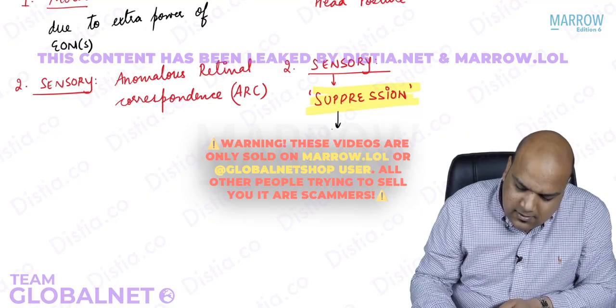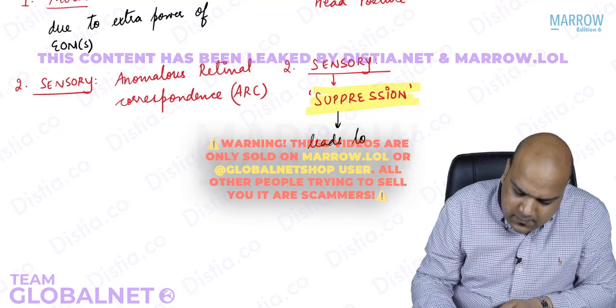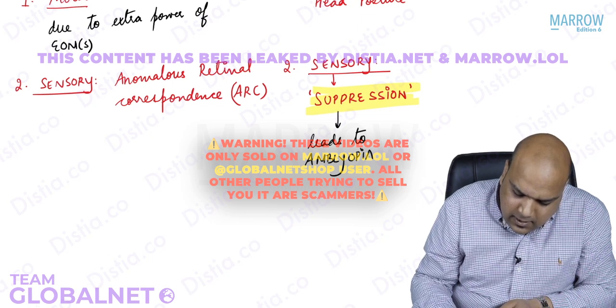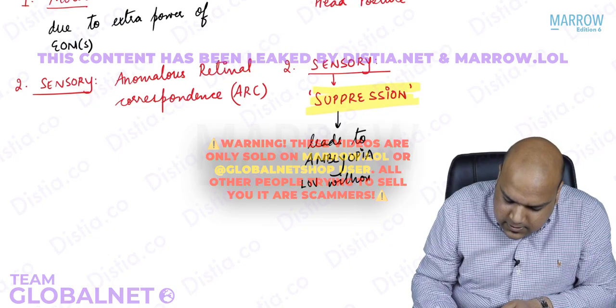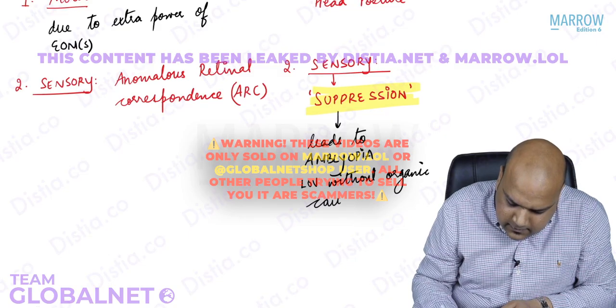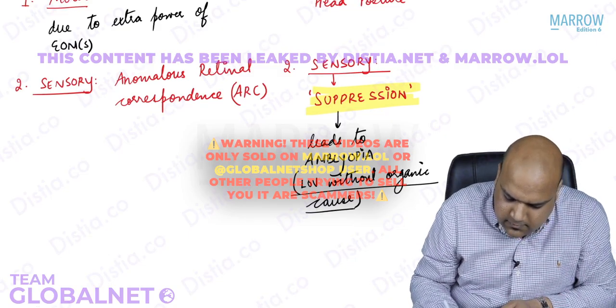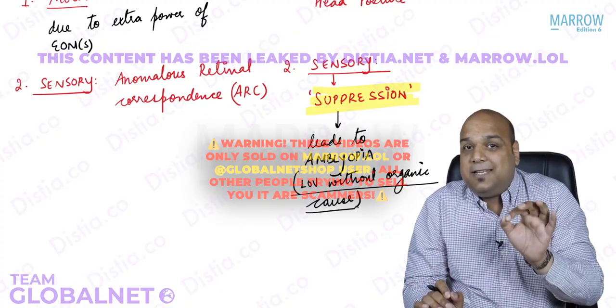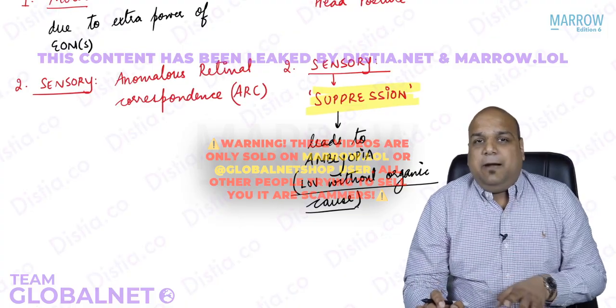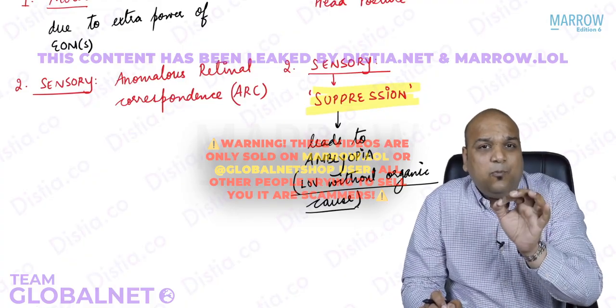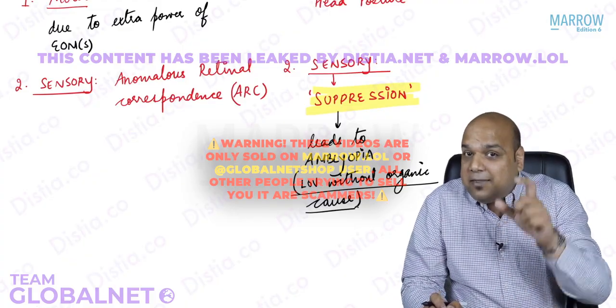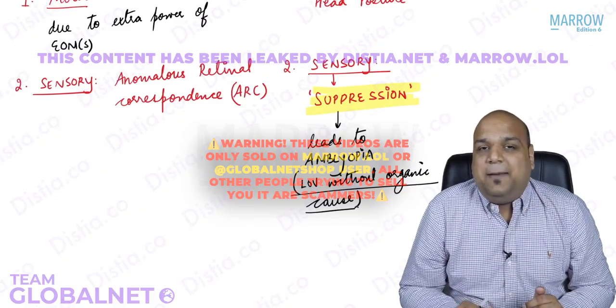Suppression leads to amblyopia. Amblyopia, everybody, is loss of vision without organic cause. Okay, so even though suppression is an adaptation, it is not a positive adaptation, it is a negative adaptation for the patient, because the patient is going to lose vision from one eye and will land up in that dangerous word which we call as amblyopia.